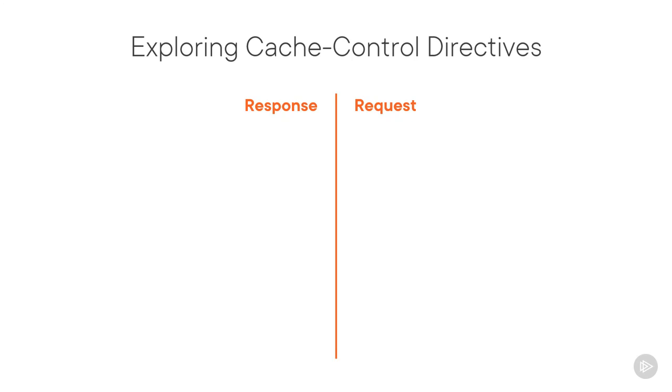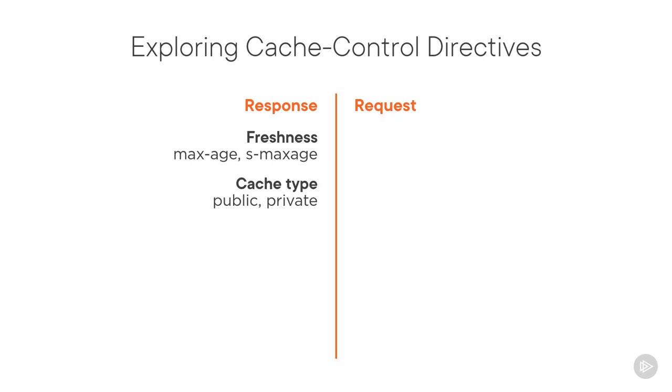Let's start with the response cache control directives. They are what we've been seeing on the slides up until now, and they are set by the server. The first two have to do with how long a response can be considered fresh. Max age defines the maximum age after which a response expires in seconds. S-max-age overrides the max age value for shared caches. So a response can expire differently in a private cache versus in a shared cache.